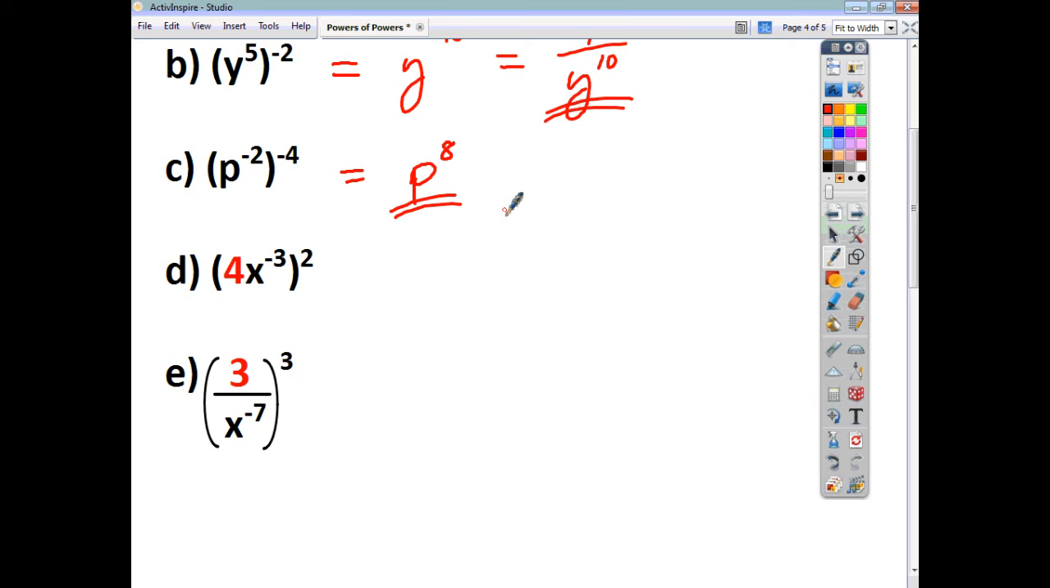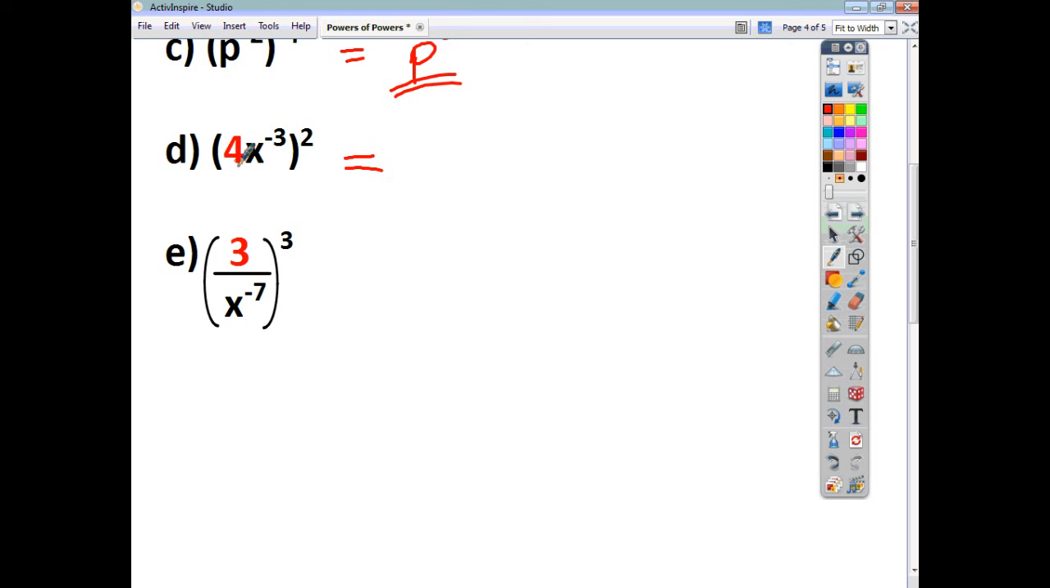For question D, we've got our coefficient, so we'll deal with that first. 4 squared will be 16, and then x to the power of negative 3 all squared will be x to the power of negative 6, because negative 3 and 2 come together to make negative 6. We'll move the base and power downstairs, we'll leave 16 on the top, so 16 over x to the power of 6 would be your answer there.